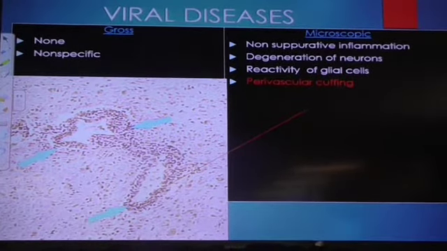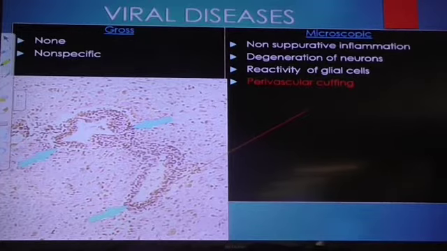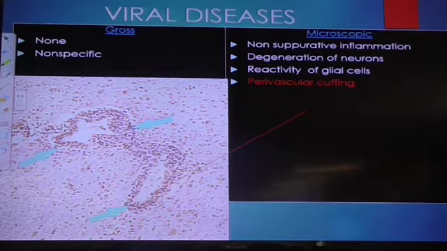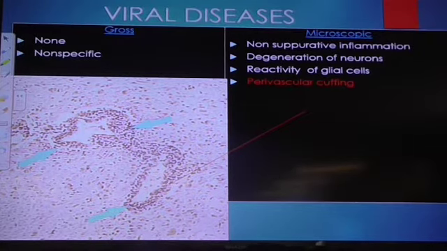When it comes to viral diseases, like my rabies dog, there are no gross lesions. You can look at the dog, you're not going to see anything grossly that's going to present. And if you do see any gross lesions, it's not going to be specific for the disease you are talking about. So 99% of the times, we don't see any grossly. So we have very few gross images of CNS to say we see a gross lesion.